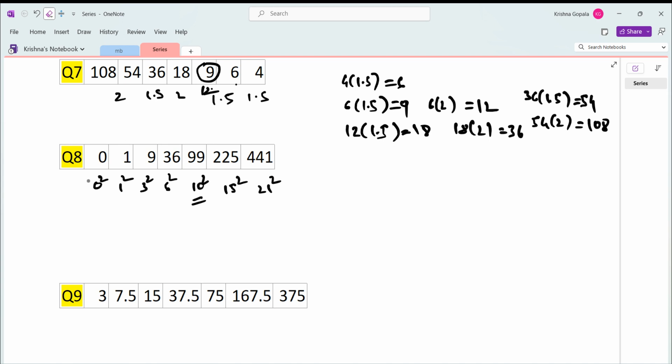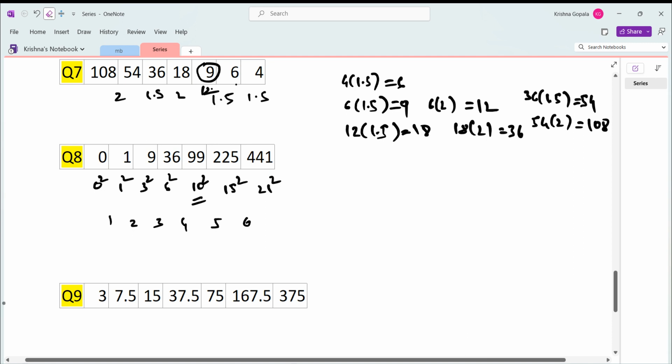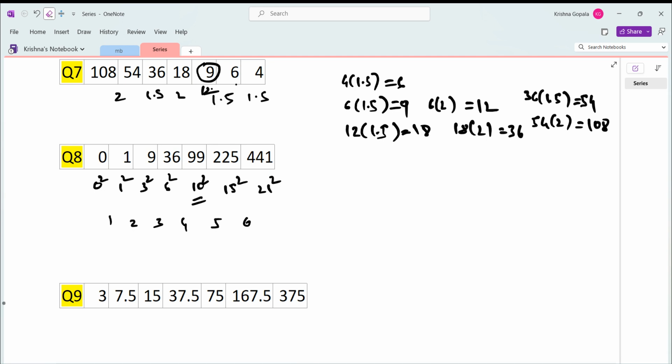0, the difference is 1, the difference is 2, the difference is 3, 3 plus 3, 6, then 4, then 5, then 6. Right? So 1 square, then 3 square, then 6 square, then 10 square, then 15 square, then 21 square. This is one part of the problem. By looking at this, you can clearly see 99 is wrong because you're going in squares.